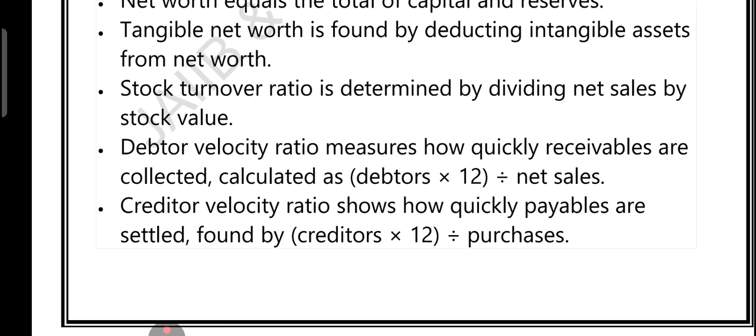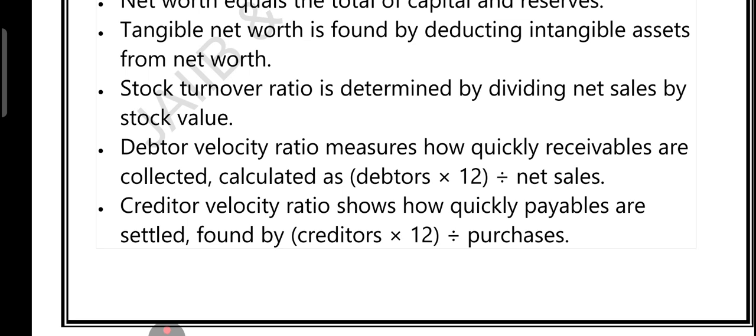So what is the formula for it? Quite simple. In the numerator you write the debtor. Debtor simply means the amount that is owed to you, that you will get after some time. So you write the debtor, multiply it by 12 and divide by net sale. This will give you the debtor velocity ratio.